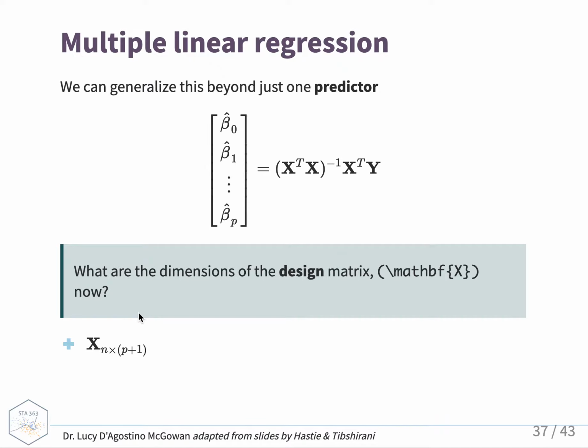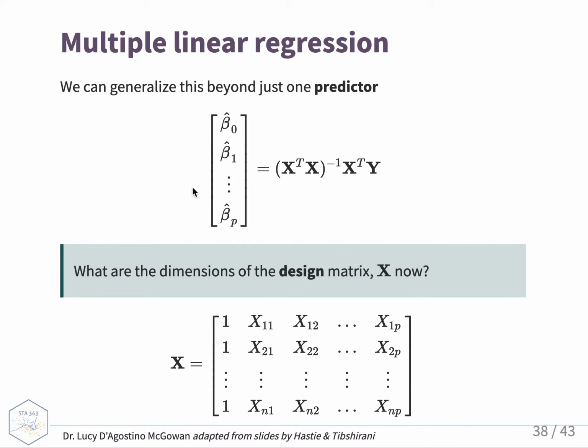So now X is going to be an n by p plus 1 matrix. And so before, this was just n by 2 because we just had beta 0 and beta 1. But now we've got p predictors, and so we end up with an n by p plus 1 matrix because we have p predictors plus 1 for the intercept.